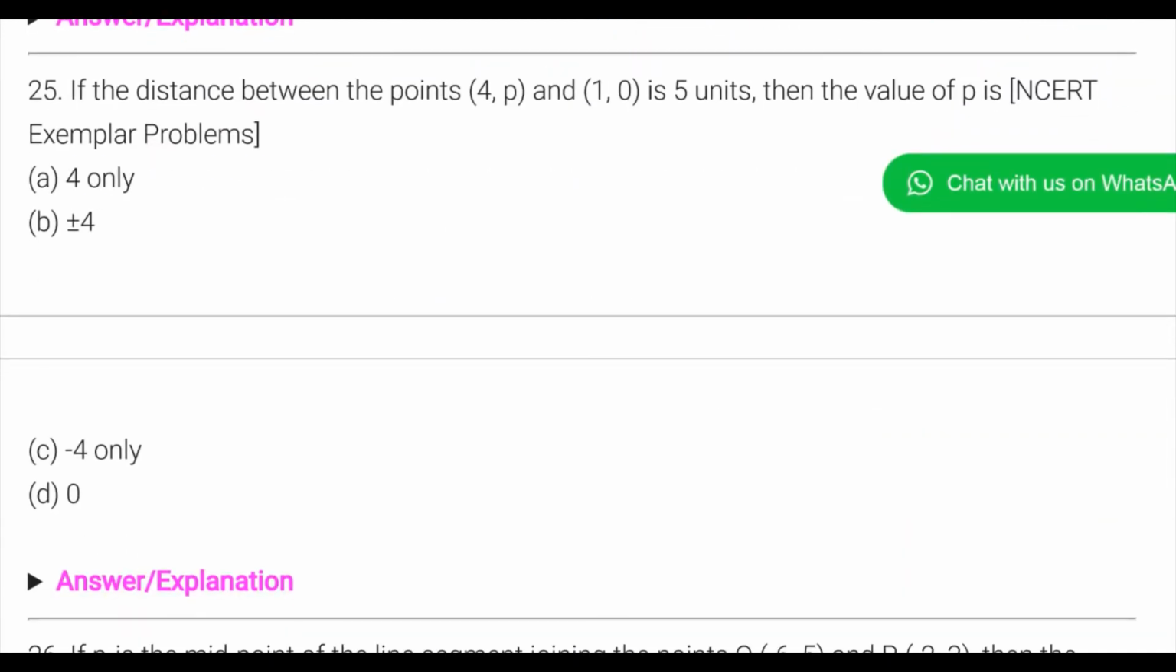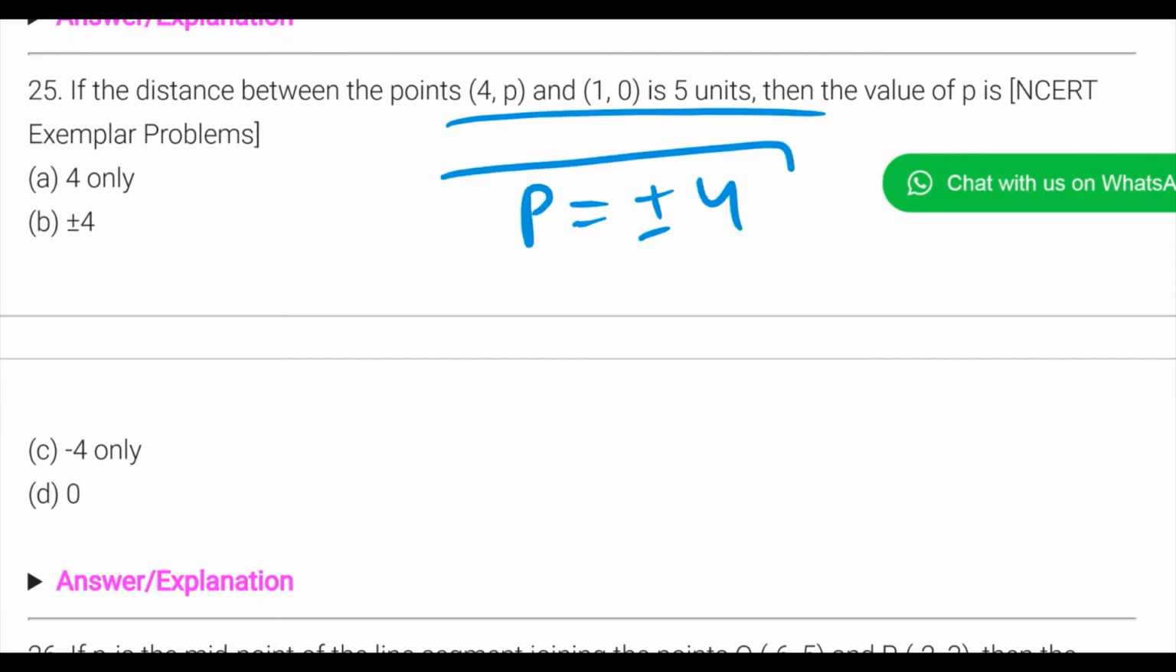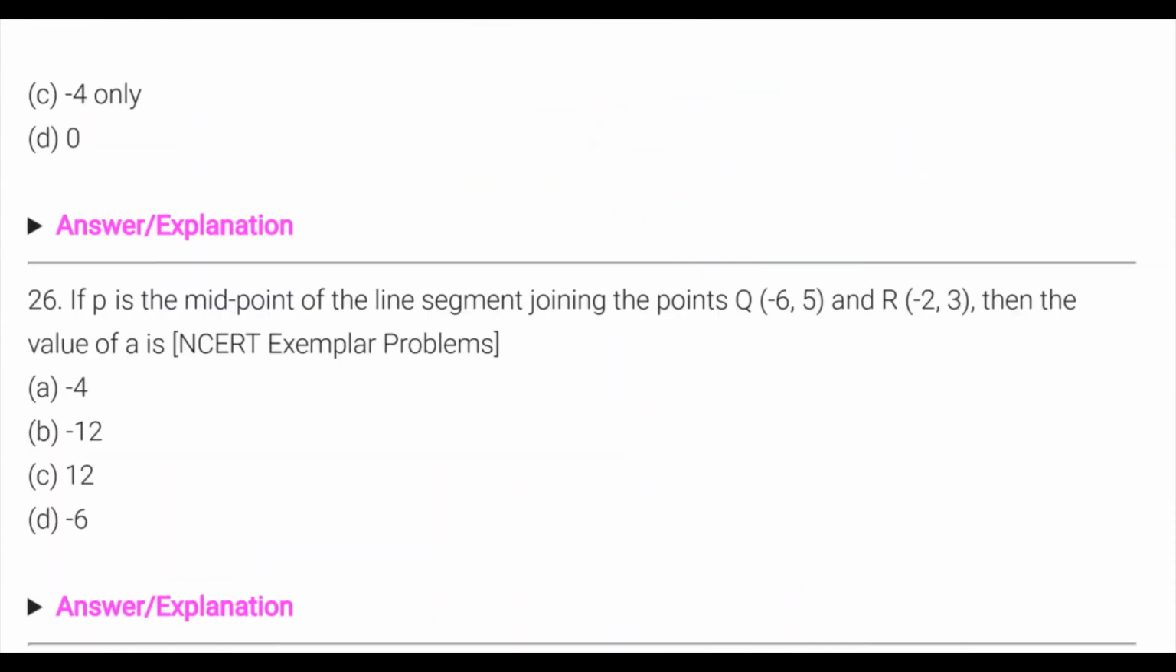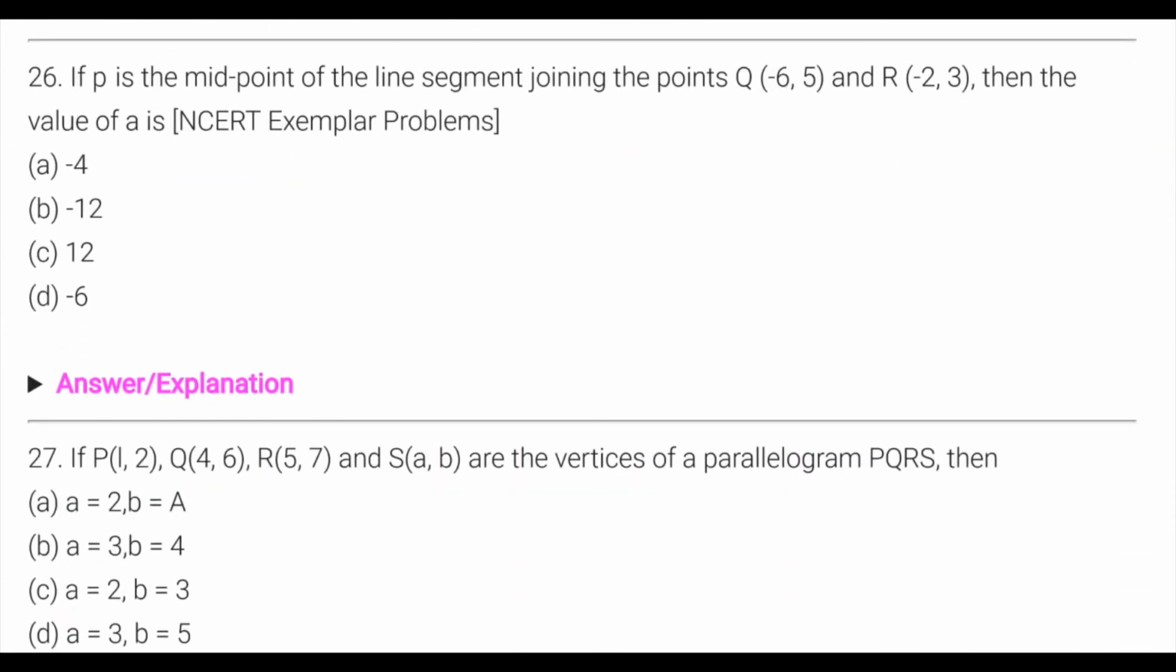Next, 25th question. If the distance between the points is 5 units, then the value of P is. So it's the same question. So it's P equals plus or minus 4. Option B. If P is the midpoint of the line segment joining the points, then the value of A is given as.